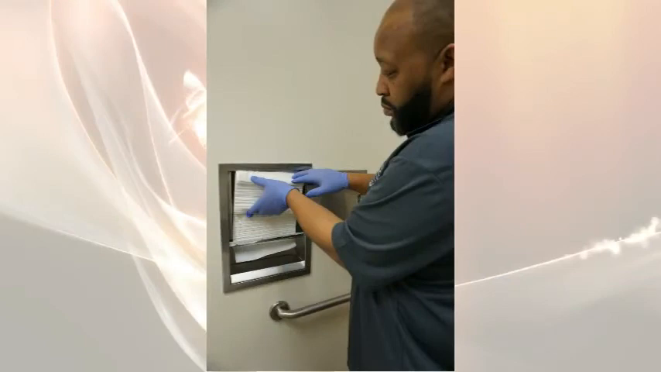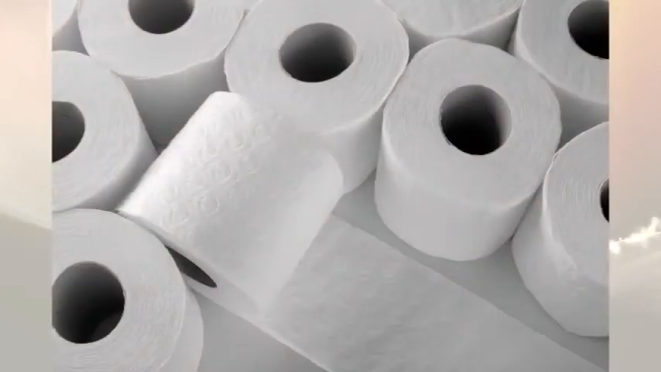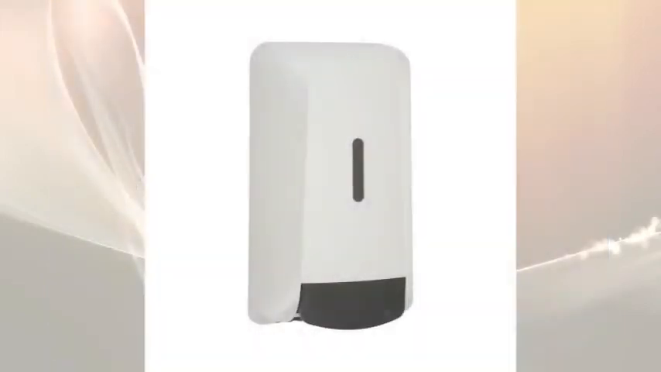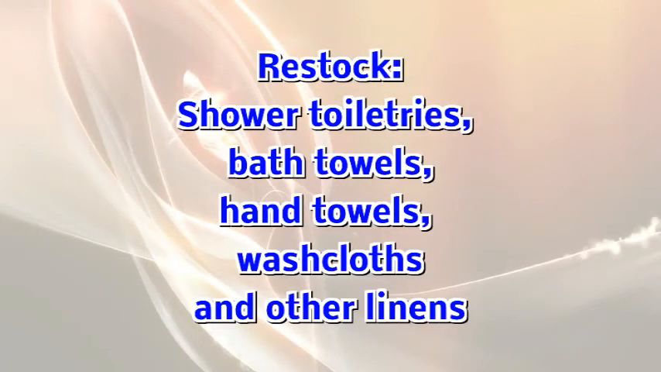Restock paper towels with the fold properly facing downward so that the towels dispense as they are intended to. Refill the toilet paper dispenser. Make sure spare rolls are stocked in the room. Refill hand soap dispensers. Refill shower toiletries. Replenish bath towels, hand towels, washcloths, and other linens.